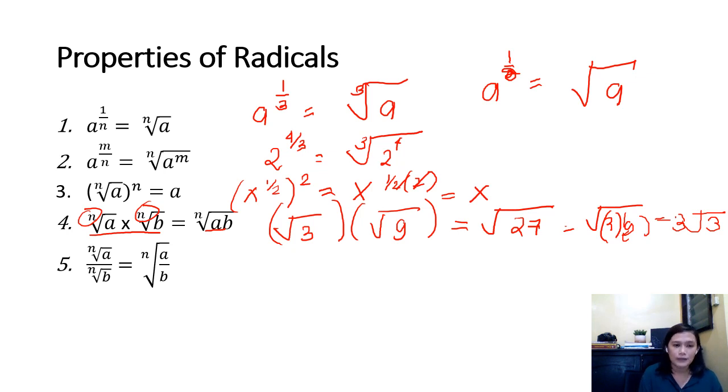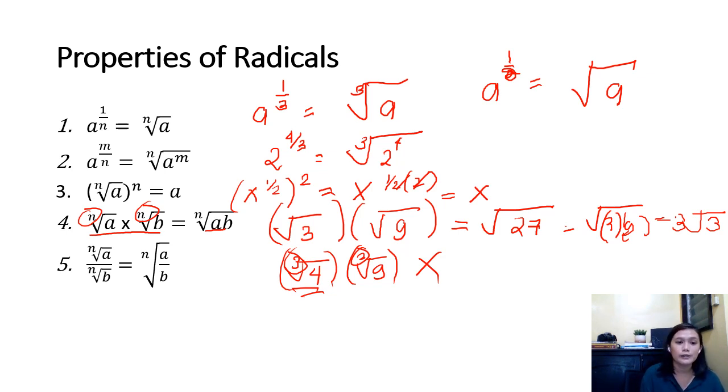Again, multiplying can only be used when they have the same n, the same root. If it's cube root, for example, cube root of 4 times the square root of 9, you're not allowed to multiply 4 and 9, because their n is different. Here, 2 is the n for the square root of 9, and for the cube root of 4, the n is 3. So you're not allowed to simply multiply this one.